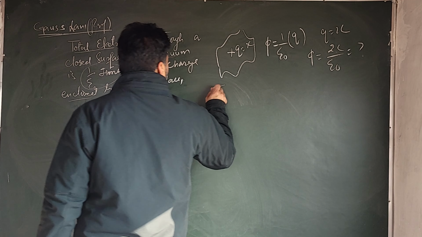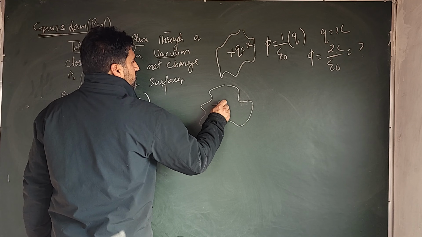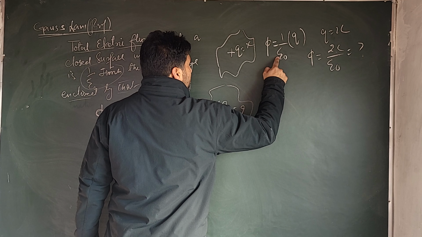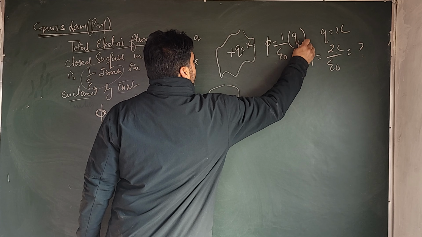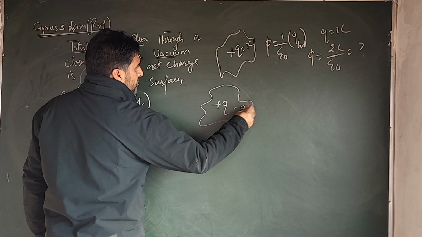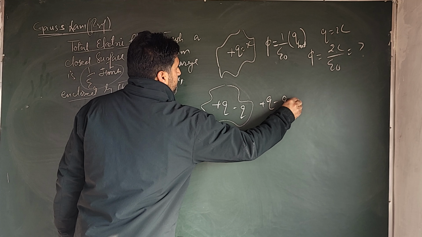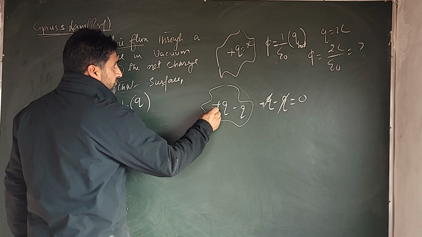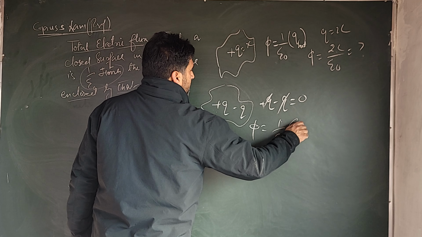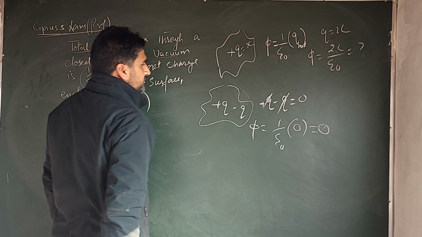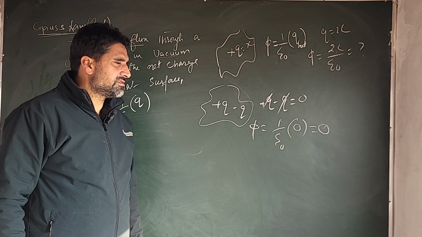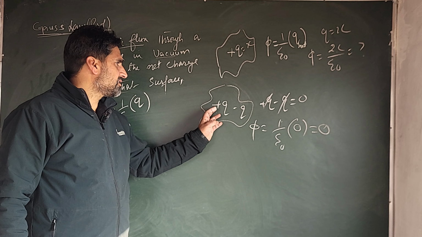Suppose you have another body, say plus Q charge and minus Q charge. The formula is phi is equal to 1 over epsilon naught times the net charge enclosed by the surface, the total charge. Here you have to find out the net charge. Here the net charge is equal to plus Q and minus Q, that is equal to 0. So the flux here will be phi is equal to 1 over epsilon naught times 0, which is equal to 0. So there is no flux. When the body is neutral, there is no flux. The Gaussian surface will not have any flux on it.